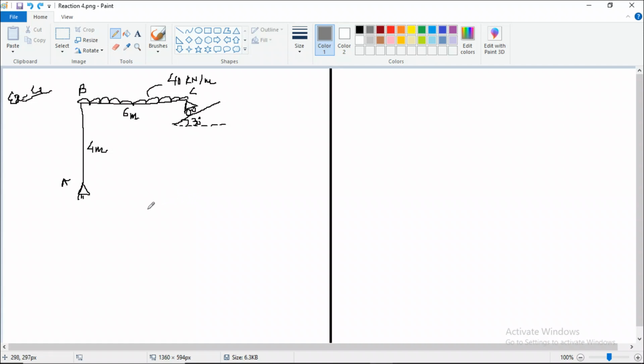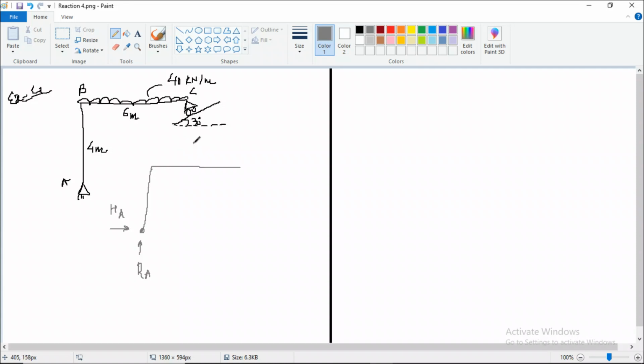So let us draw the line diagram. At point A we have vertical reaction, that is RA, and horizontal reaction as HA, because it is a hinge support.